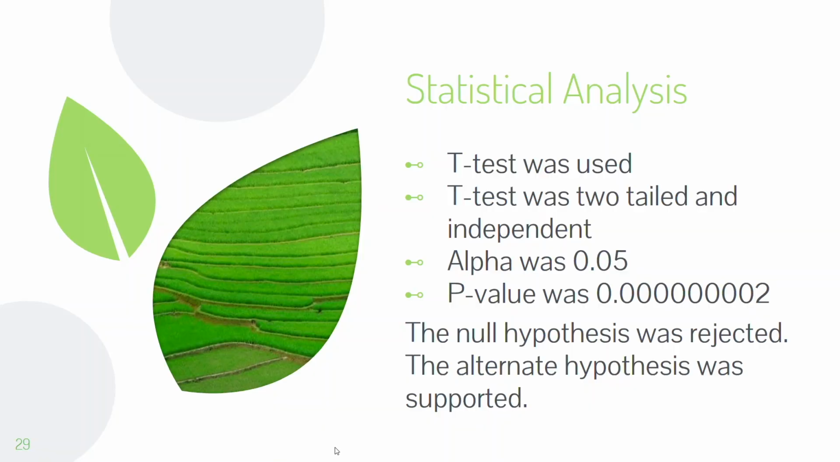For statistical analysis, a t-test was used, as there were two levels of independent variable. The t-test was two-tailed, as both a positive and negative significant difference were accounted for in the hypotheses. The t-test was independent, as the subjects in each level of the independent variable were unique. The alpha for this test was 0.05. The p-value for this test was less than the alpha, so the alternate hypothesis was supported and the null hypothesis was rejected.